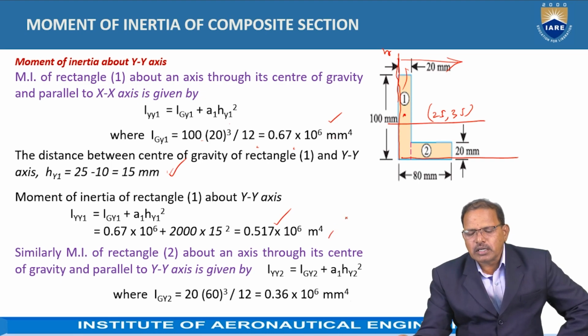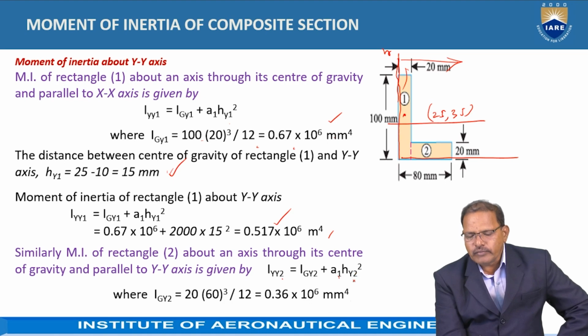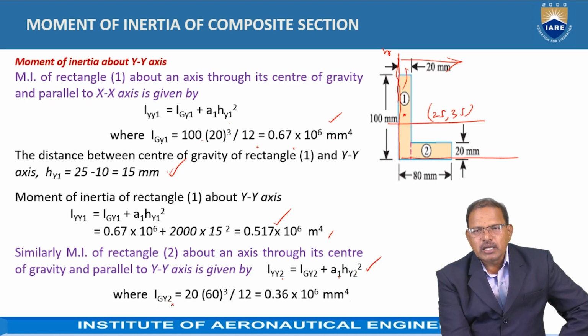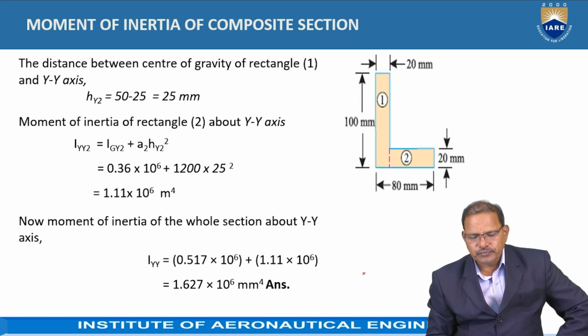The moment of inertia of rectangle 2 about the y-axis is given by Iy2 is equal to Ig(y2) plus A2 Hy2 squared, where Ig(y2) represents the moment of inertia of rectangle 2 about the central axis parallel to the y-axis. Since the axis parallel to the y-axis divides 60 into 2 parts, it is equal to 20 into 60 cubed divided by 12, which is equal to 0.36 into 10 to the power of 6 mm to the power of 4.